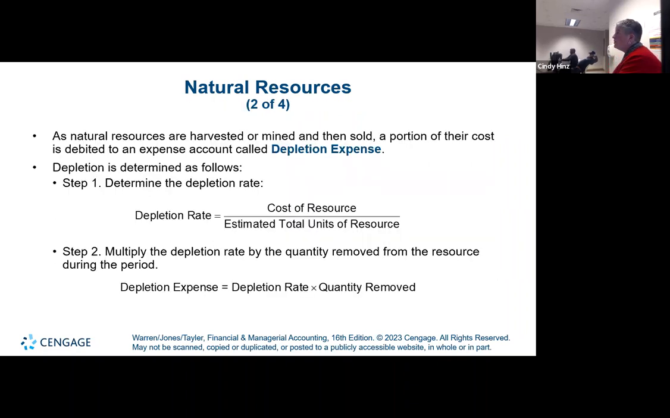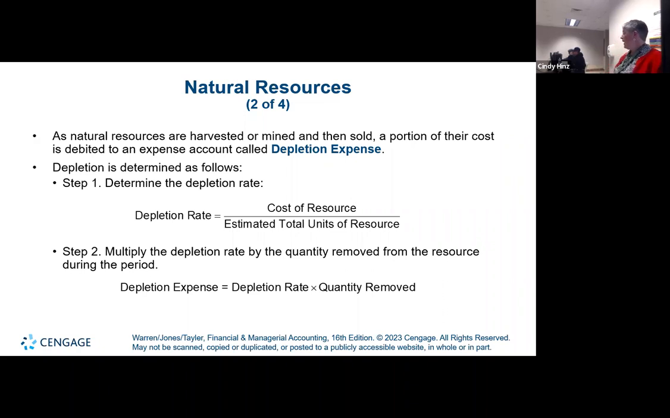The calculation of depletion, and you can see that term at the top of the screen now, really looks like the units of activity or units of production calculation for depreciation. So the depletion rate, you can see the calculation there on the screen: the total cost of the resource divided by the estimated total units of the resource.